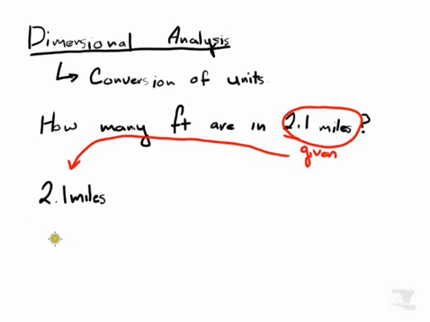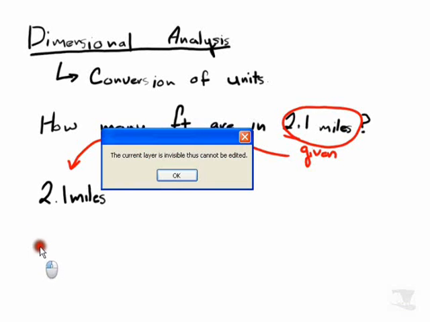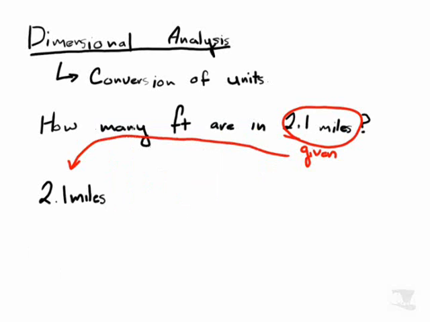Now, I need some information that's going to help me get from this unit of miles into this unit of feet. If you look on the blue card of conversion factors, down near the bottom in the middle, there's a column that says length. And I think we'll find that 1 mile is equal to 5,280 feet, which is alright.